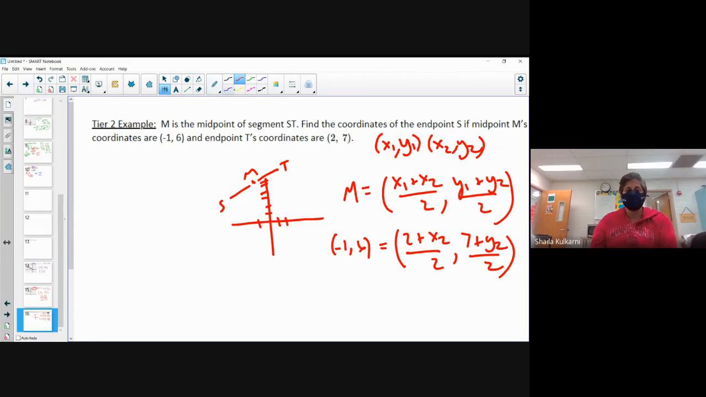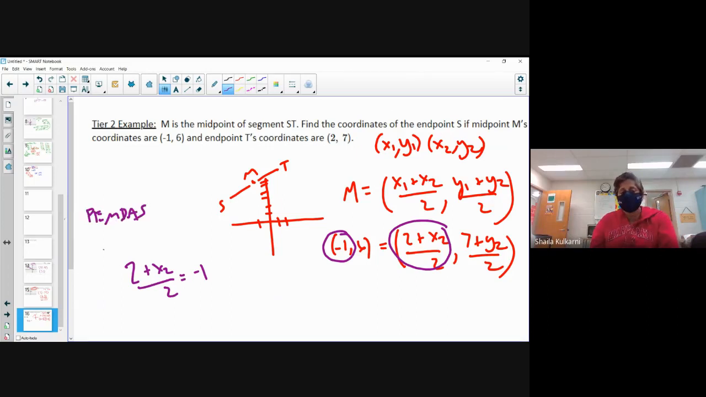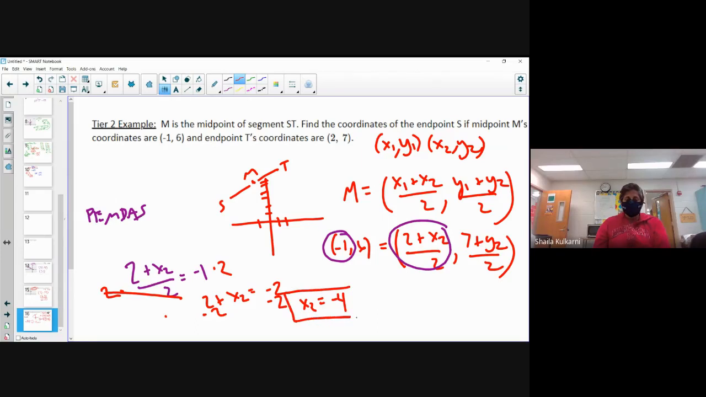Well, looky here. We know that this calculation is supposed to equal -1. So let's do that. 2 plus x2 over 2 is supposed to be -1. Now, I have a grouping. I'm being divided. And whenever I do my beautiful math, the grouping comes last, so we undo the grouping last. So how do I get rid of dividing? I multiply. So I'm going to multiply this side and multiply this side. So I get 2 plus x2 equals negative 2. And now I'm going to subtract 2 from both sides. So I get x2 equals negative 4. So there's my x2 value.